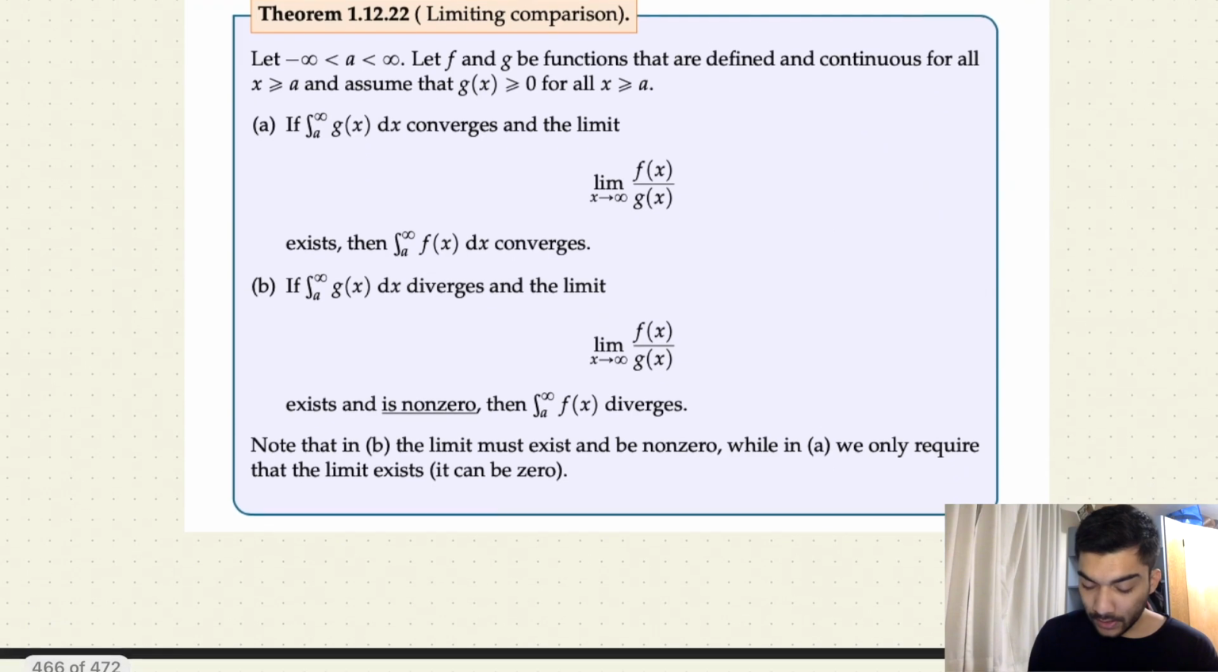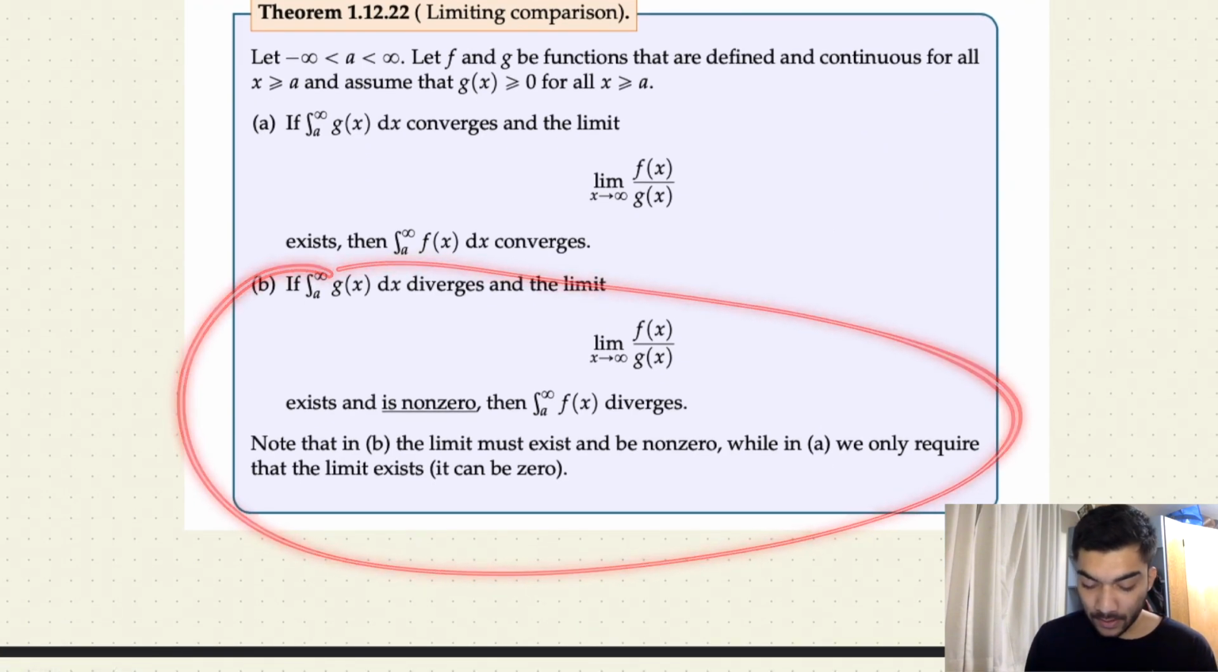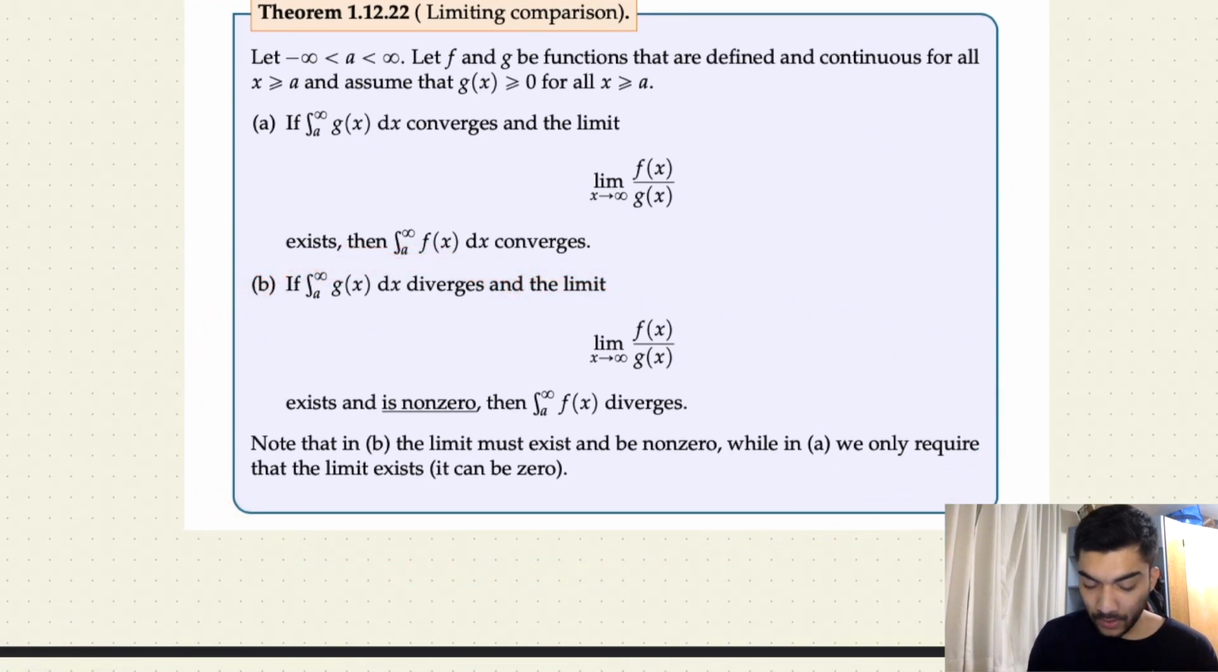So we know that our g of x dx integral diverges, which is our case 2. Now we have to evaluate the limit of this expression over here: the limit as x approaches infinity of f of x upon g of x. Again, we'll have to check if this limit exists and is also non-zero, which is a very important point. Your limit has to be non-zero.